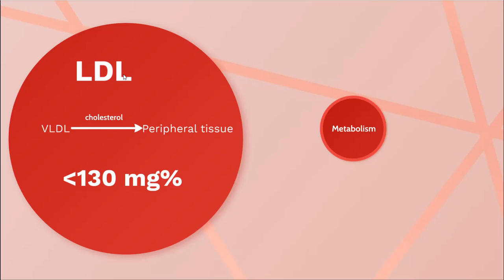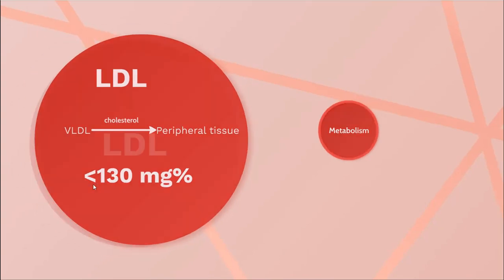macrophages loaded with cholesterol turn into foam cells, which initiate atherosclerotic plaque formation. This increases the risk of coronary artery disease, cerebrovascular disease, etc. So there is an adverse effect of LDL on our health. That's why the level of LDL should be kept at a minimum, less than 130 mg/dL.